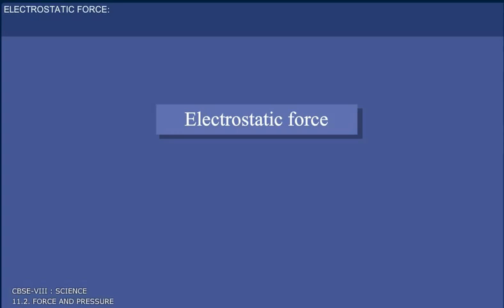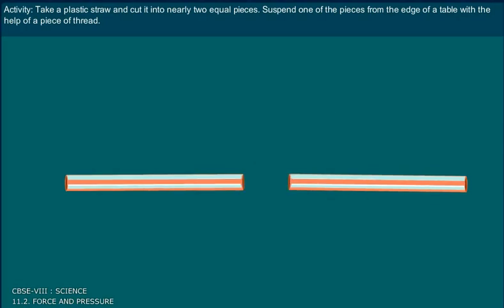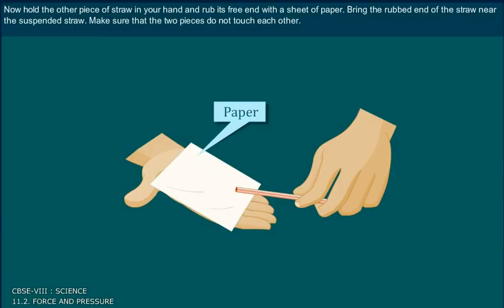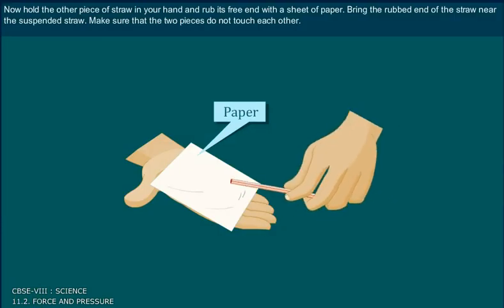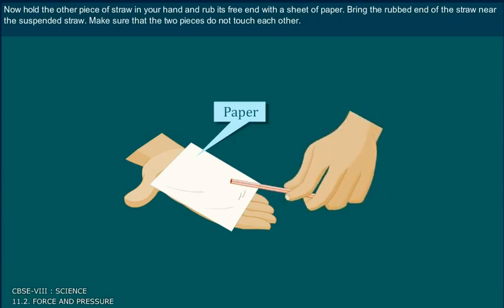Electrostatic force. Activity. Take a plastic straw and cut it into nearly 2 equal pieces. Suspend one of the pieces from the edge of a table with the help of a piece of thread. Now hold the other piece of straw in your hand and rub its free end with a sheet of paper.